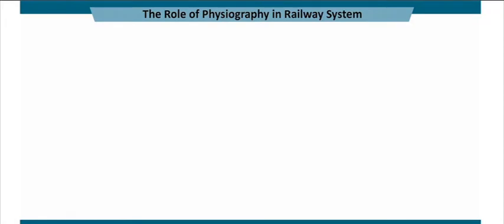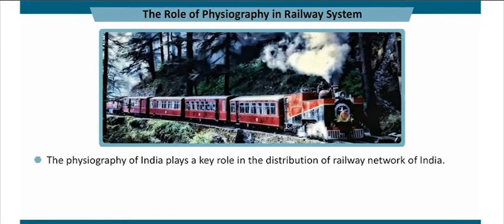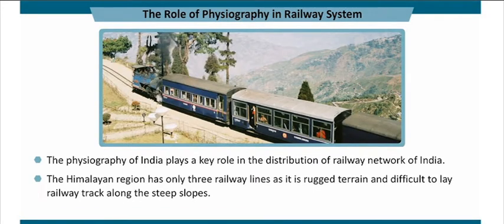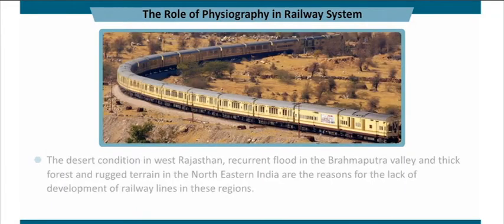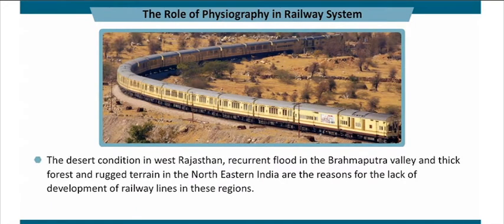The nature of physiography influences the distribution of railway network of a country. The physiography of India plays a key role in the distribution of railway network of India. The Himalayan region has only 3 railway lines as it is rugged terrain and difficult to lay railway track along the steep slopes. The desert condition in West Rajasthan, recurrent flood in the Brahmaputra Valley, and thick forest and rugged terrain in northeastern India are the reasons for lack of development of railway line in these regions.